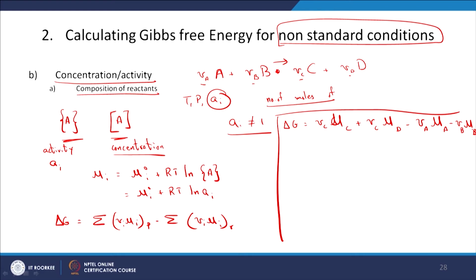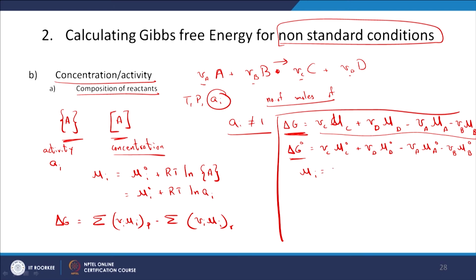So, let us say this is at the standard condition, and this is at the non-standard conditions, pardon me, and we know that if it is at standard conditions it is going to be delta G naught. This delta G is at the non-standard conditions, and this obviously is at the standard conditions. So, let us try to expand this particular case here and also try to apply what we just have.